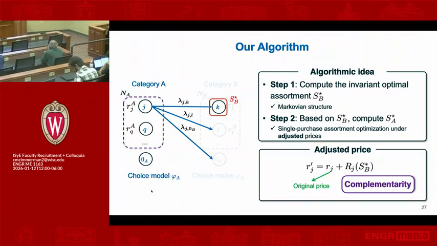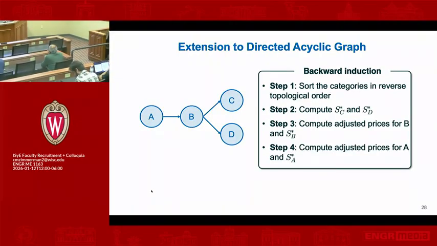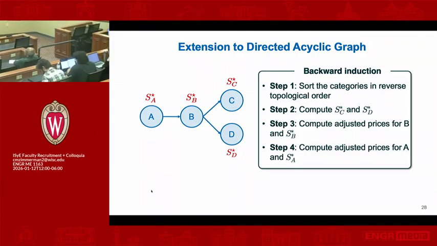So this is for two categories, and then I will show it can be extended to any directed acyclic graph structure. Here we will first sort all the product categories in reverse topological order and compute the optimal assortment for C and D, and get S_C star and S_D star, and then go to category B and calculate its optimal assortment, and then go to category A.